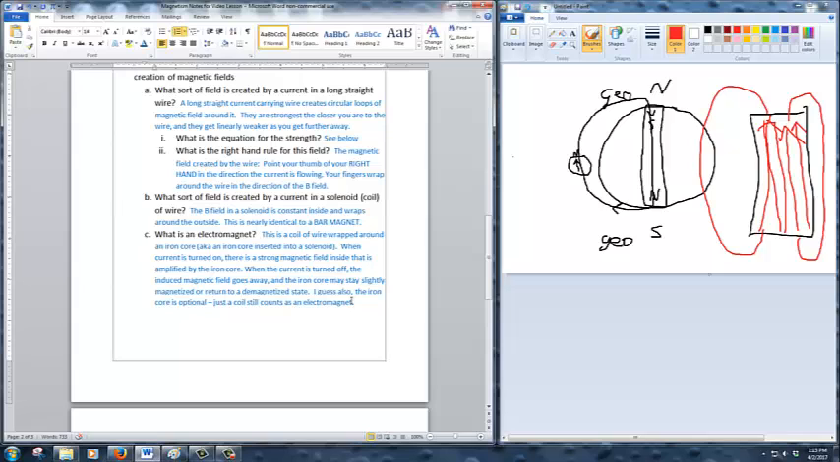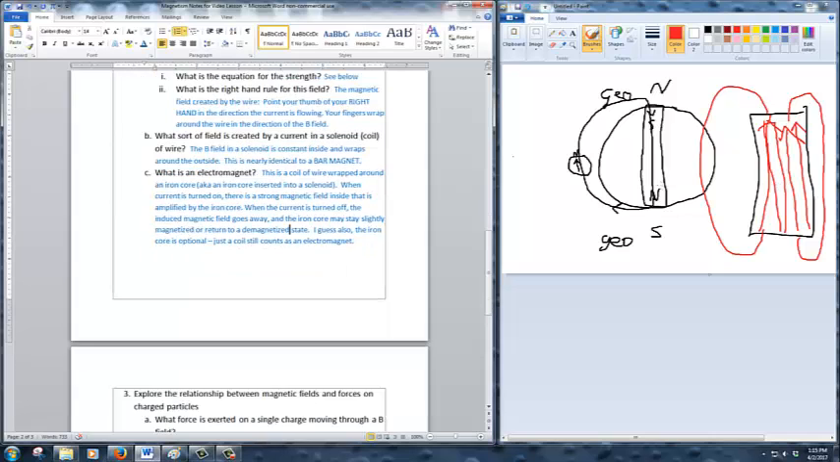But I think the idea here is it's a magnet. You're creating a magnet, but you're controlling it by the flow of electricity rather than having it be a permanent bar magnet. So basically you're creating a pseudo bar magnet that you can turn on and off with current, and that you can also control the strength of by putting more or less current through it.